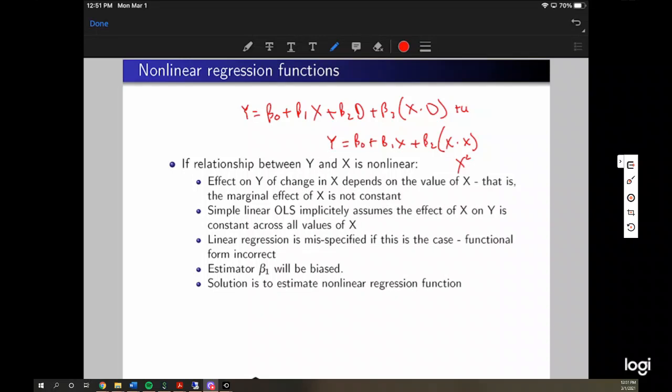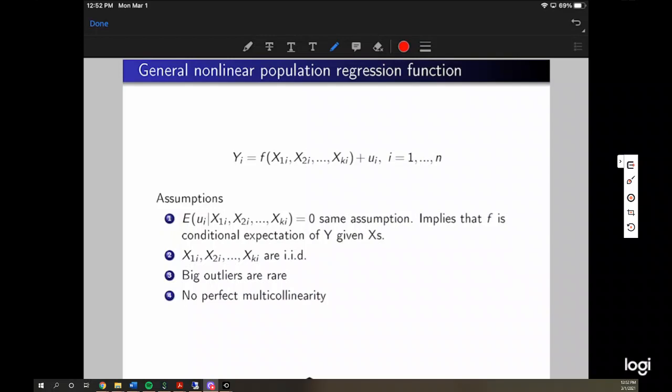The problem is linear regression is misspecified if this is the case. This means the functional form. When I say functional form, it means how are we entering x into our model? Is it linear? So if we just have x by itself, then it's linear. If we have x interacted with something else, then it's going to be a different functional form. And if we're doing this incorrectly, then the estimator beta 1 will be biased. The solution is to estimate nonlinear regression functions.